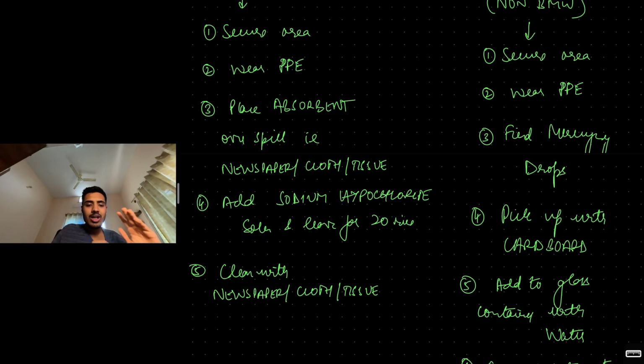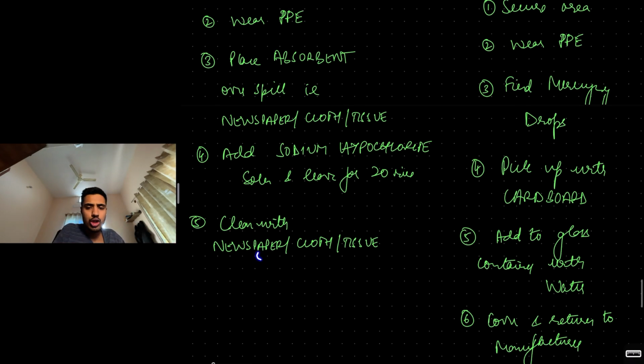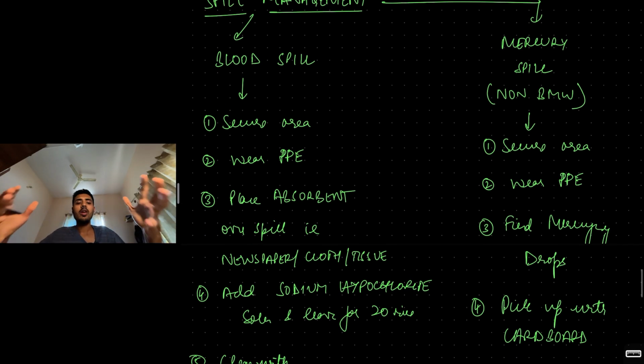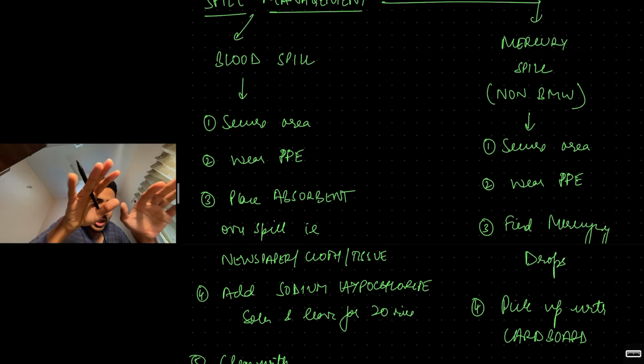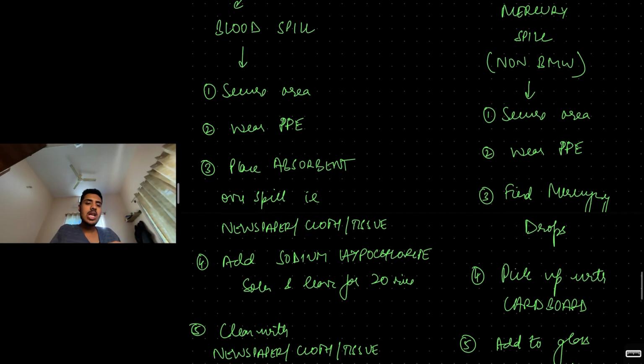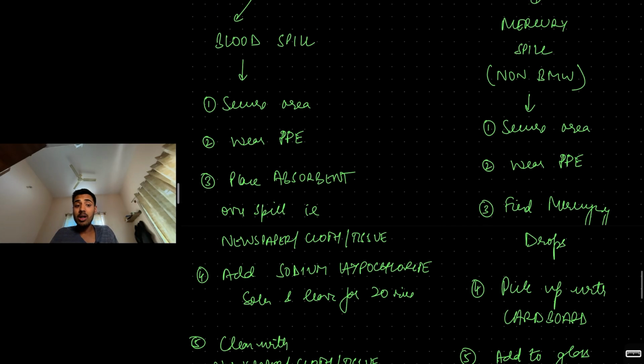Once you leave it for 20 minutes, it becomes disinfected, and then again with cloth, newspaper, tissue, you'll clean up that area. Simple for blood. Secure, wear PPE, place absorbent, add sodium hypochlorite, wait for 20 minutes, clean it with the same absorbent. Blood spill. Mercury spill is a bit different.